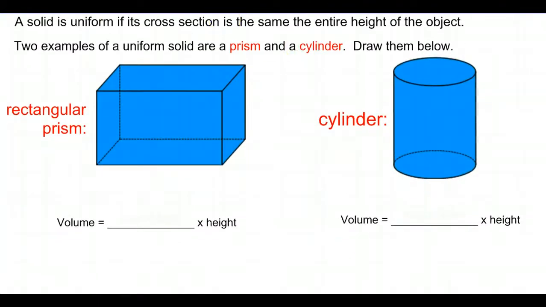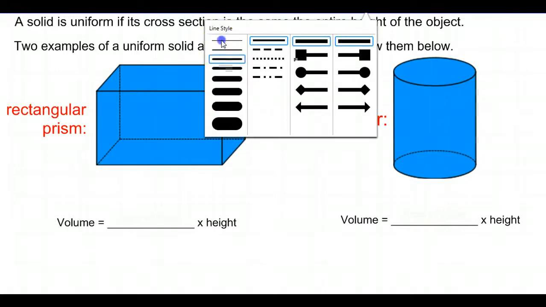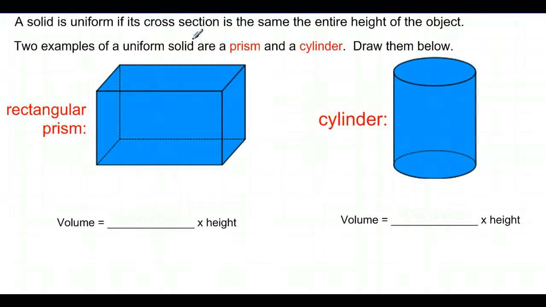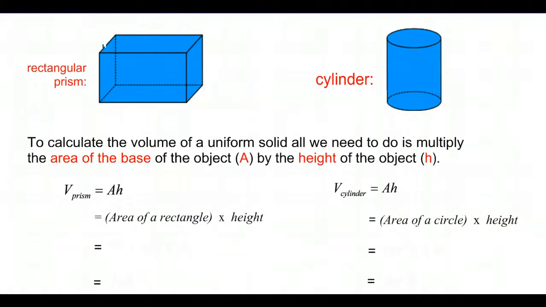So the volume of, got to change to a pen here. The volume of a rectangular prism is defined as the area of the base times the height. And the volume of a cylinder is also the area of the base, the circular base in this case. So area of base times height. So let's flesh this out a bit.